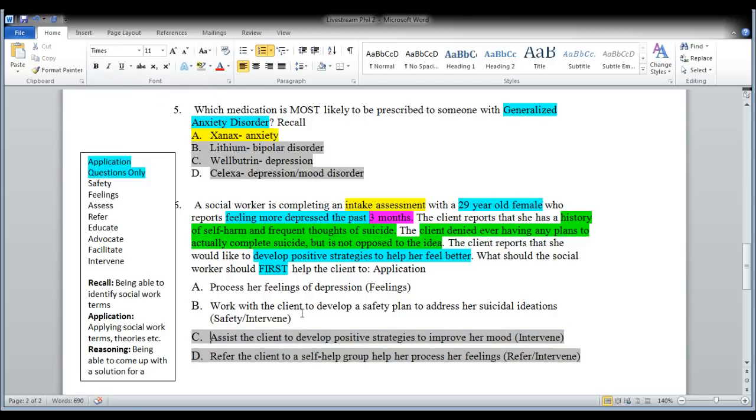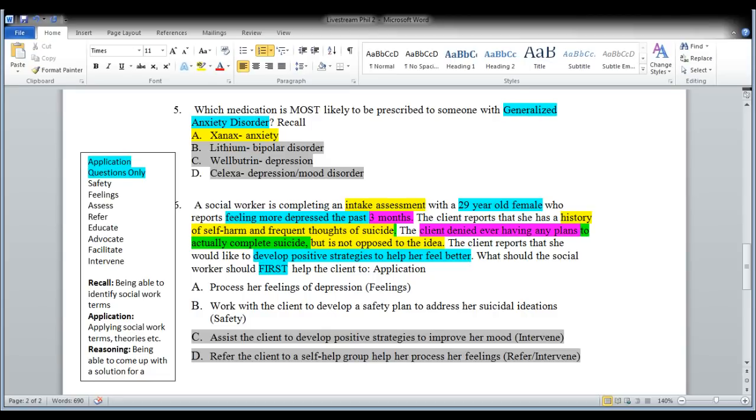So then it begs the question, is it feelings and/or safety or intervene? It would depend on what we're going to say B is classified as. Is it classified as a safety or intervene? Since there is a history of self-harm and frequent thoughts of suicide, and it does say that she never had any plans to do it. However, since there's no opposition to the idea of suicide, that would make B a safety option, since there is actually a probability that there could be potential harm to the client.